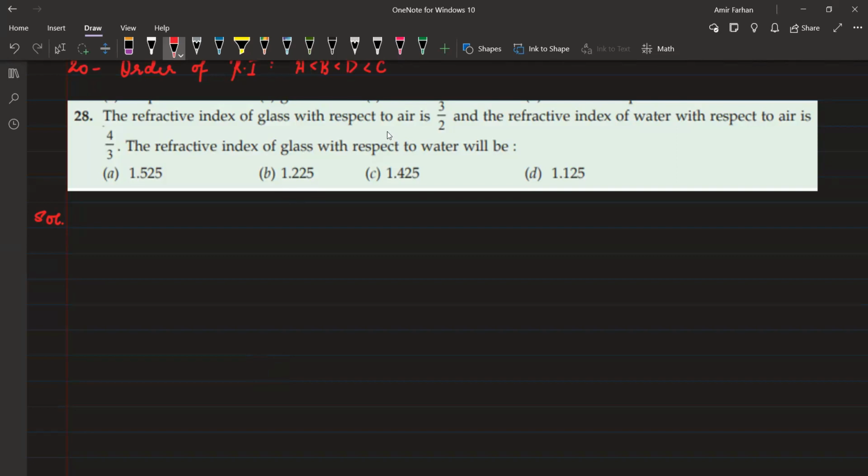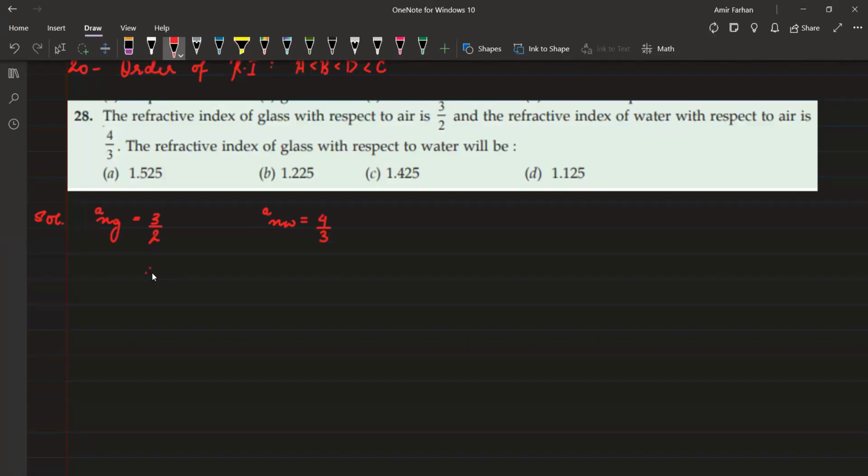Okay. As you can see, 3/2 is basically with respect to air. So this refractive index of glass with respect to air is given to you as 3/2. So this is an absolute refractive index, and the refractive index of water with respect to air is 4/3. So we need the refractive index of glass with respect to water.